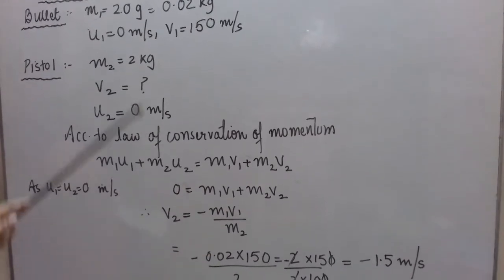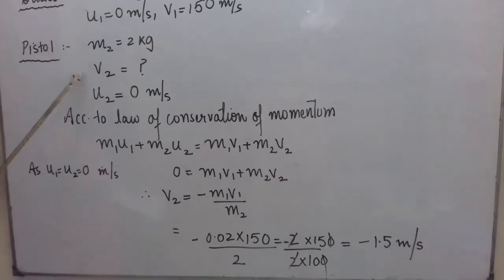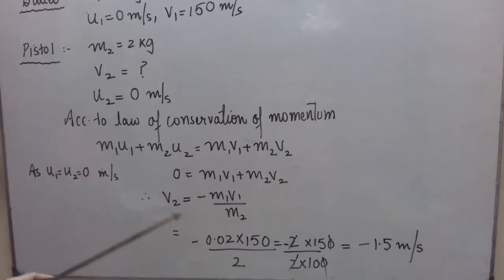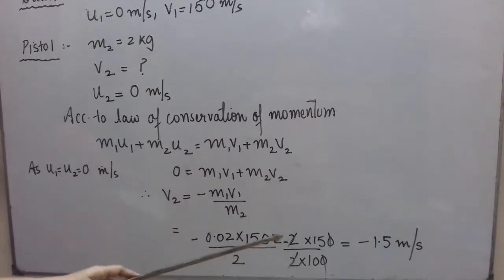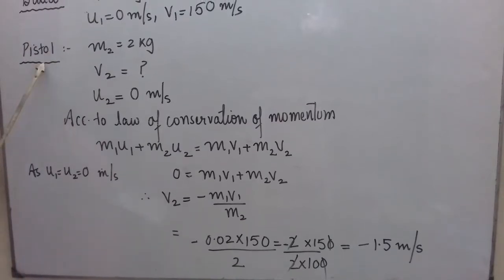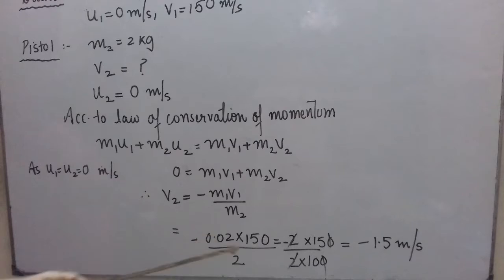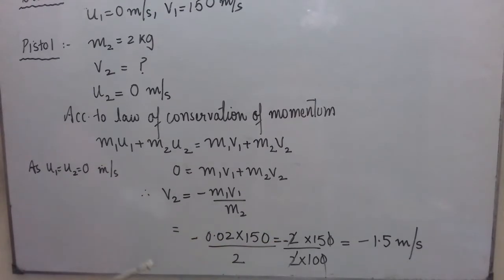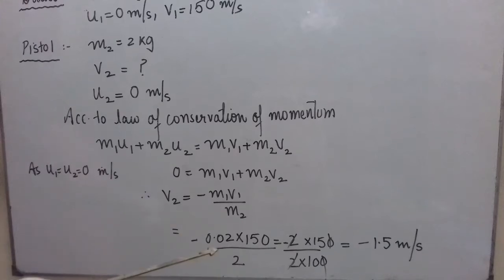Now simply put the values from the given data, and after doing the calculation you get the answer of V2 as minus 1.5 meter per second. So this is our final answer, the recoil velocity of the pistol. But since it is negative, you should mention a sentence related to this negative sign. Why is it coming negative?